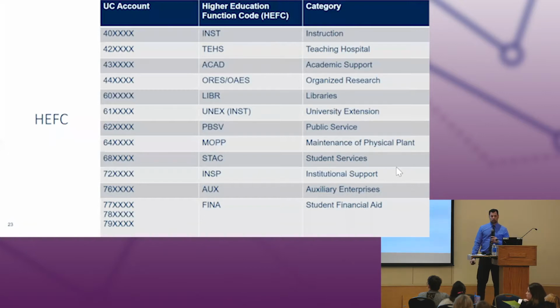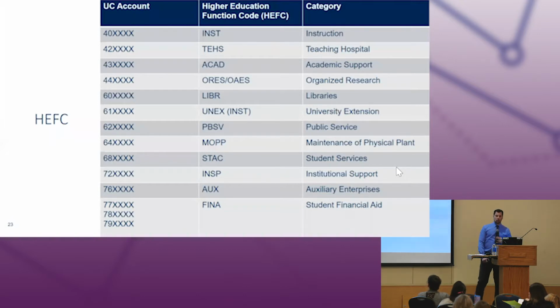How many of you have public service activity? A few of you, some of you aren't sure. Okay, public service. How many have contracts and grants? Oh yeah, okay. How many have student financial aid of either, yeah, everybody's got that one, okay. So this is just a breakdown of how those are represented by UC account.